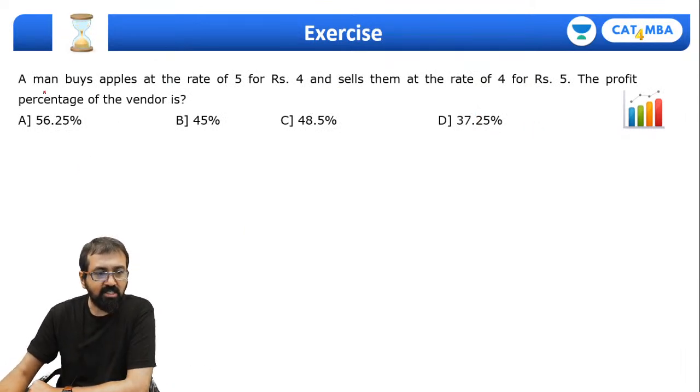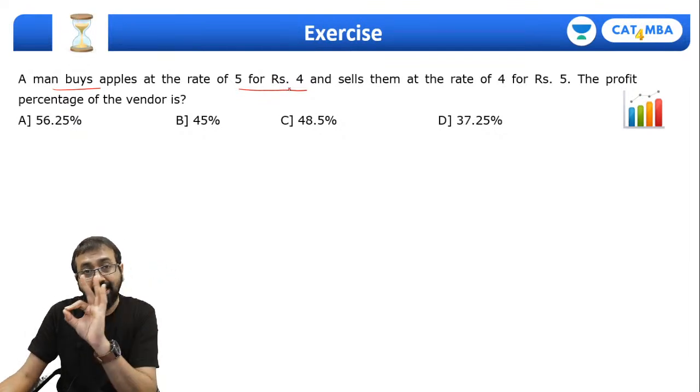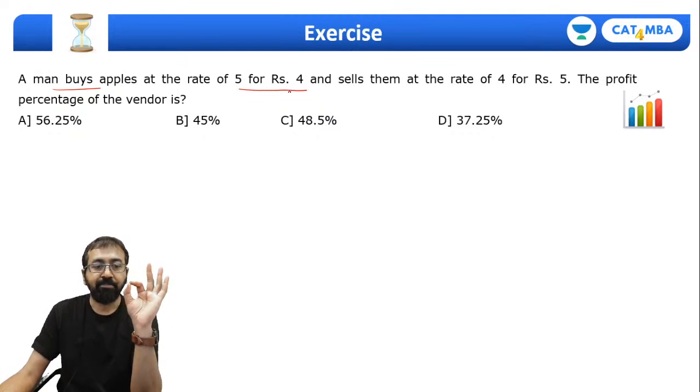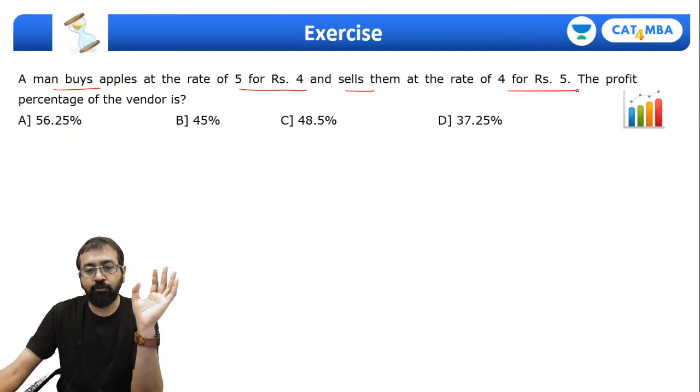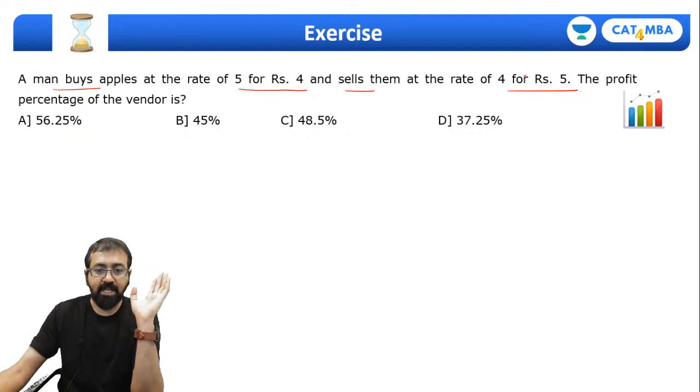So please try to answer this question. A man buys apples at the rate of 5 for rupees 4. Now what does it mean by 5 for rupees 4? It means he got 5 apples in total for 4 rupees. See, it's not 5 for rupees 4 each. Had it been 5 for rupees 4 each, that means the cost of each apple is 5 rupees. But here it's 5 for rupees 4, and he sells them at a rate of 4 for rupees 5. That means he sold 4 apples for 5 rupees. The profit percentage of the vendor is?